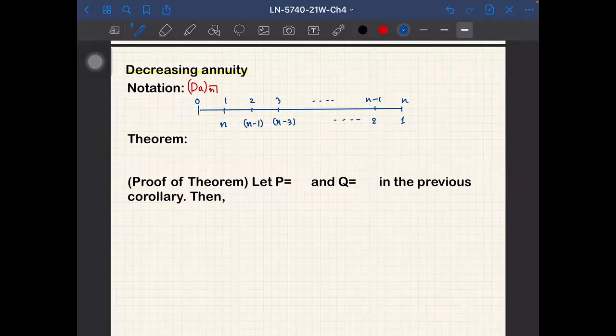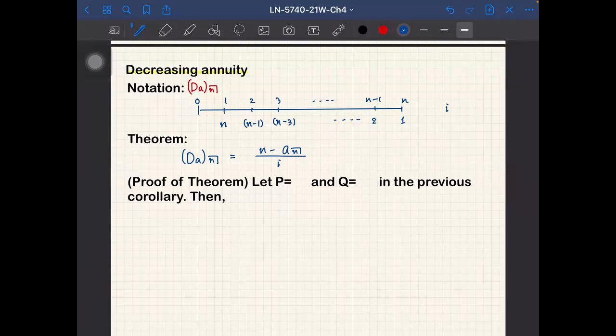And the theorem: (Da)_angle n is equal to (n minus a_angle n) over i. So it has a simple shape, and i is the annual effective interest rate, which is constant. And actually the proof is straightforward, and this theorem is a corollary of the previous corollary.